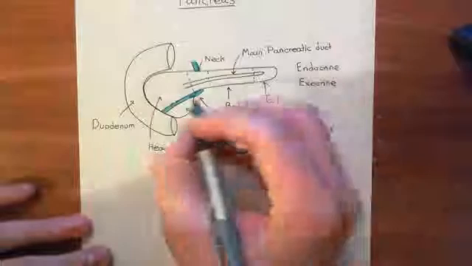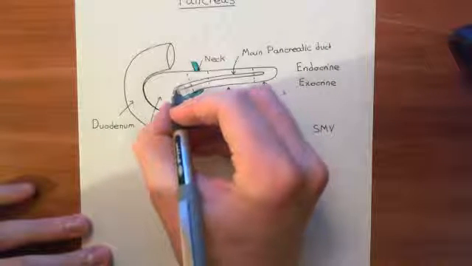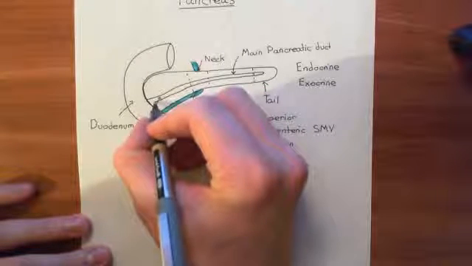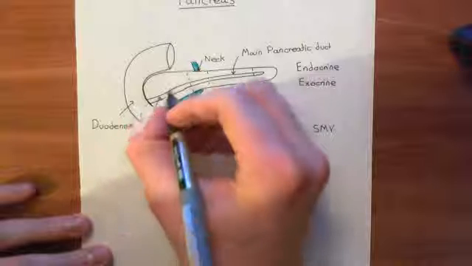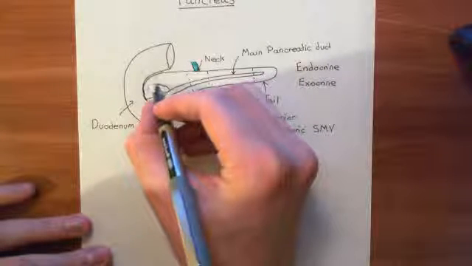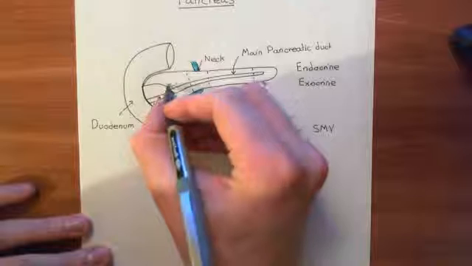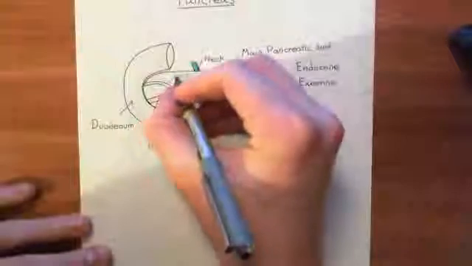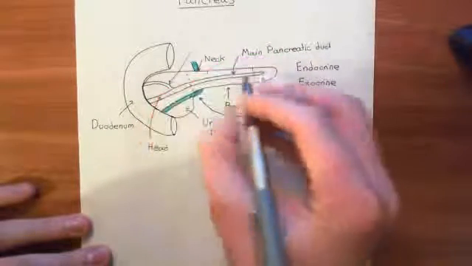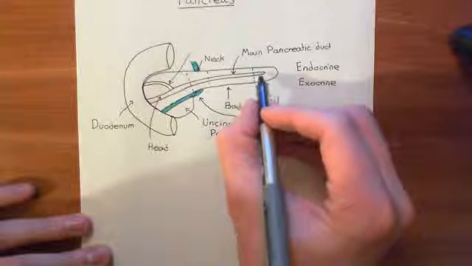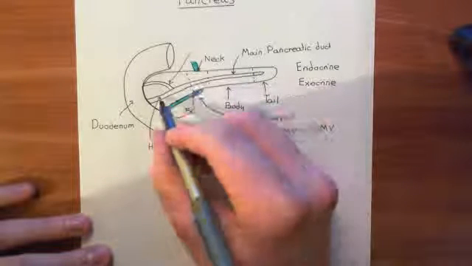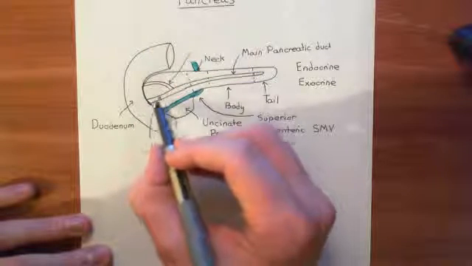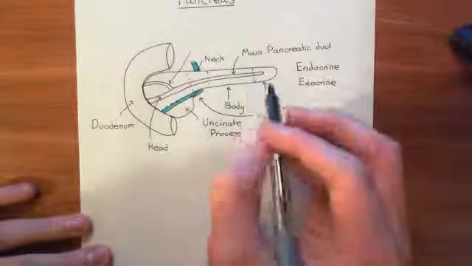Now, our modern terminology has this continuing on, like so, and it dumps its contents out into the duodenum here. However, it also has another little tube coming off it, which then also dumps its contents into the duodenum. People would call the main pancreatic duct this entire thing, all the way to where it dumps into the duodenum. So all of this would be counted as main pancreatic duct.